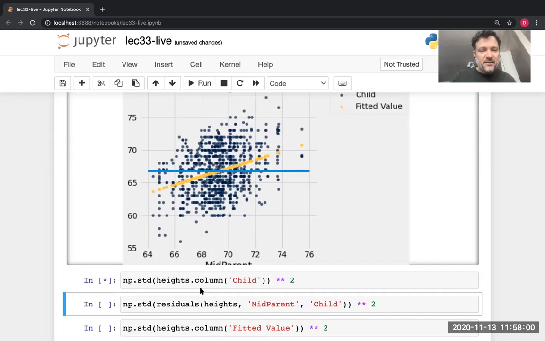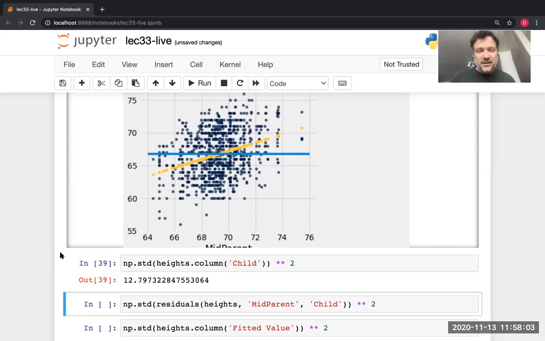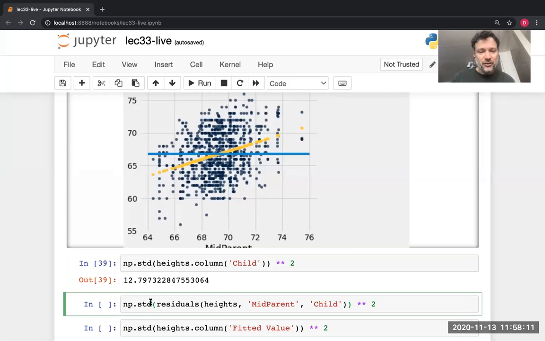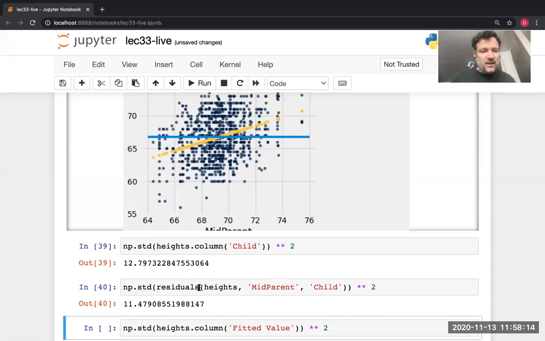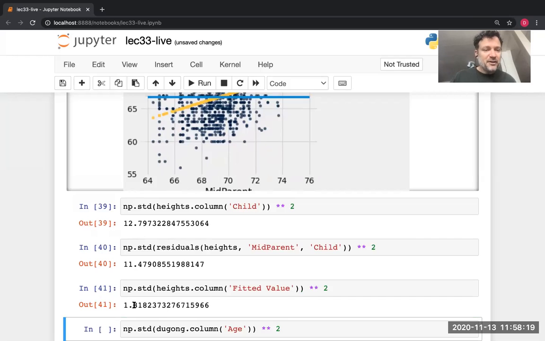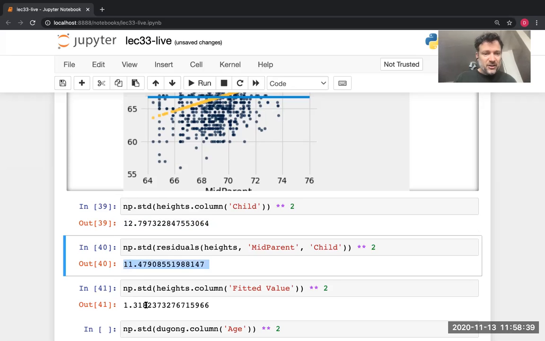And if we compute the standard deviation of the actual heights of the children, that's 13. Well, that's the variance, actually. The variance of the heights of the children is 13. The variance in the residuals is about 11.4. And the variance in the fitted value is about 1.3. And you can see the 1.3 plus 11.5, I guess, is 12.8, which is the variance of the heights of the child. So that's our variance decomposition there. This variance is equal to the sum of these two variances.